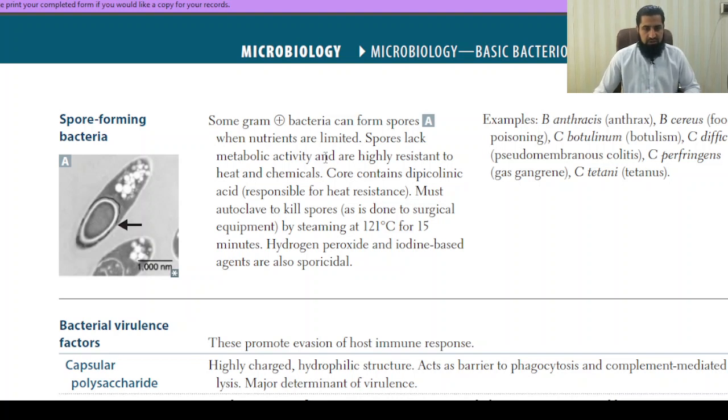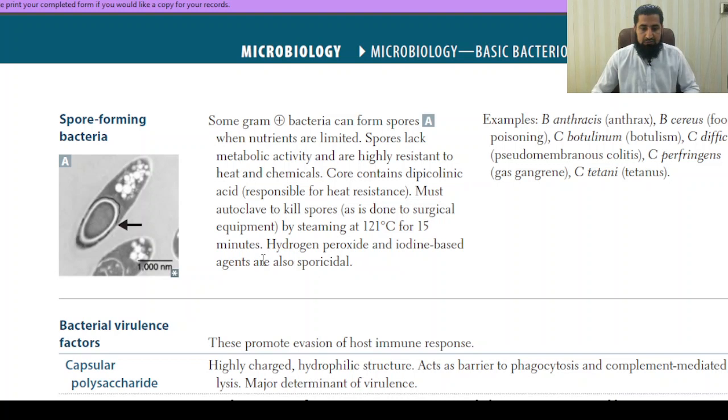Spores lack metabolic activity and are highly resistant to heat and chemicals. The core contains dipicolinic acid, which is responsible for heat resistance. We must autoclave to kill spores. It is done for surgical equipment by steaming at 121 degrees centigrade for 15 minutes. Hydrogen peroxide and iodine based agents are also sporicidal.